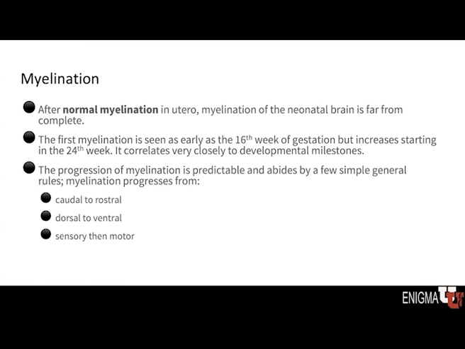This progression, again, is predictable, and it also progresses from caudal to rostral, so back to front, dorsal to ventral, so top to down, sensory, and then motor. And so you can see that there's a very common pattern between cortical maturation of the brain and myelination of the brain.